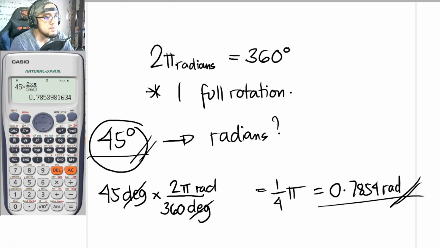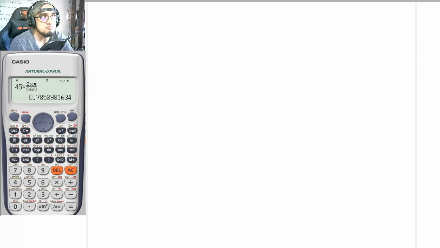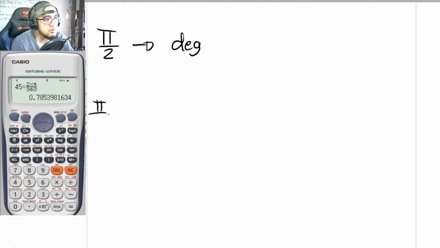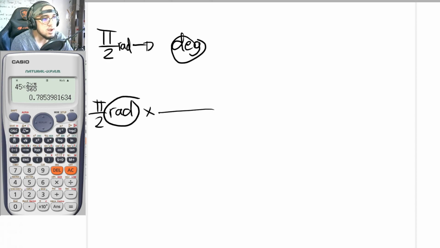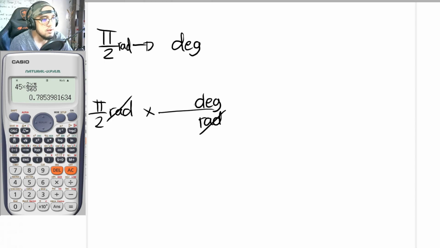But what if it is the other way around? Suppose that I want to convert pi over 2 into degrees. Same thing: pi over 2 radians. This is in radians, by the way. So pi over 2 radians, multiply this by our conversion factor. For us to arrive at a unit in degrees, degrees would be at the upper part and radians at the bottom part for radians to cancel. Once again, for every 360 degrees, there are 2 pi radians.